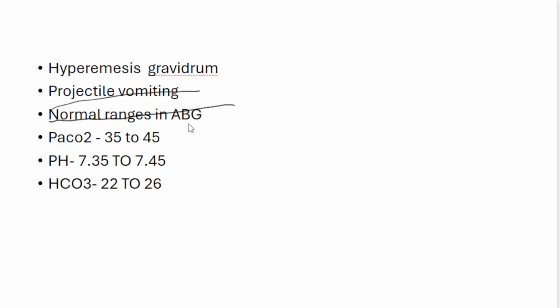Next we will discuss some questions. Before discussing compensated, uncompensated respiratory acidosis or alkalosis, we have to keep in mind these three components. PaCO2 normal is 35 to 45. pH normal is 7.35 to 7.45. Bicarbonate normal is 22 to 26. These are the normal components in our body. Let us discuss some questions which are very important for our exams.